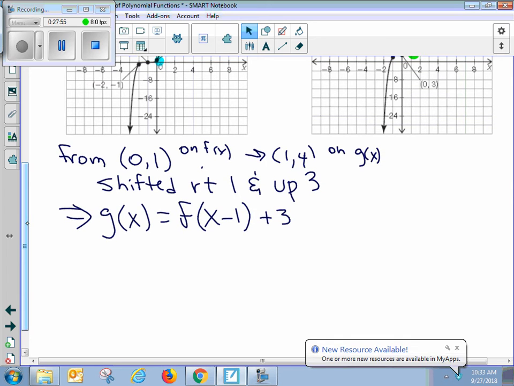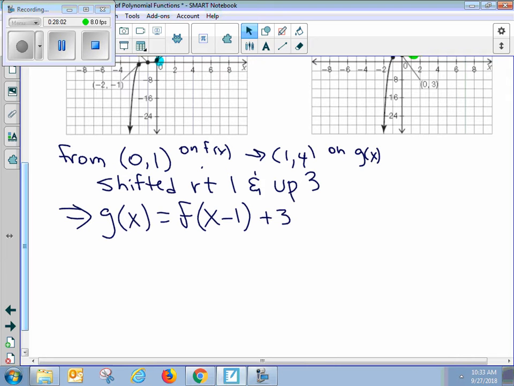Question: why did I have to put the f there? Anyone? If you left that off, you will not get full credit, because if you leave that off and you don't have anything there, then you're just giving me an equation of a line in a not even finished form, which is nothing like those graphs. So be careful.